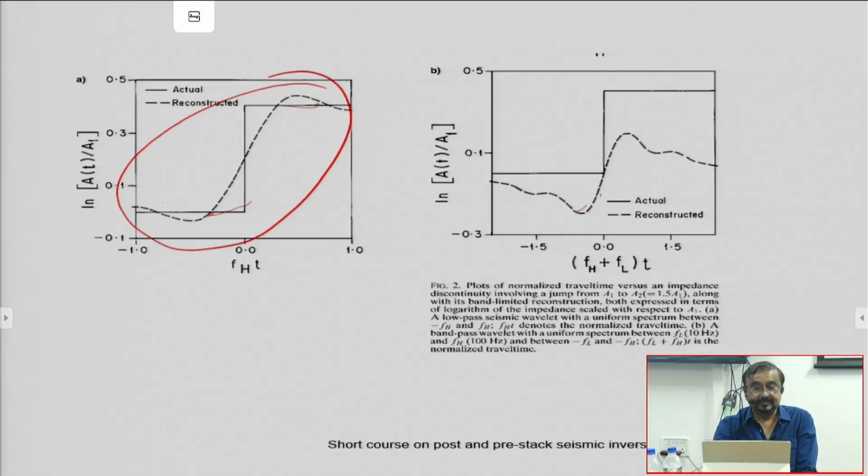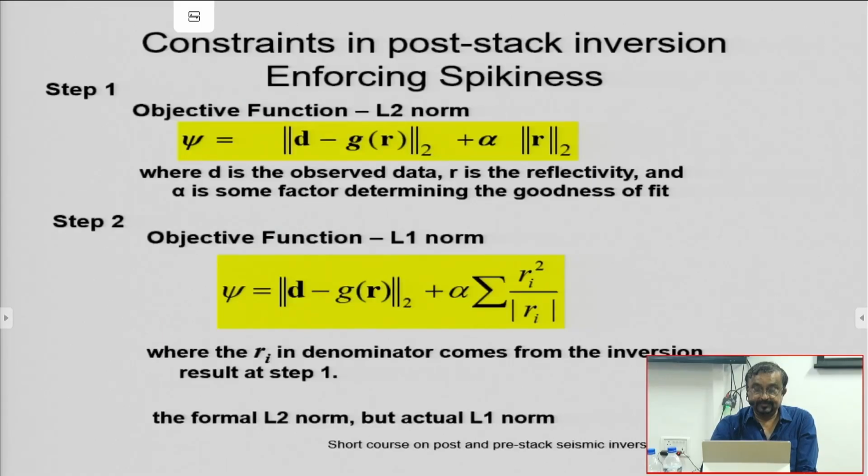Okay, so what we do here is, first of all, this is your data minus synthetics, forward data. This is your observed data, this is your synthetic data, R is the reflectivity, and there I am putting a constraint on my reflectivity, okay? This is an L2 norm, and that's an L1 norm, okay?